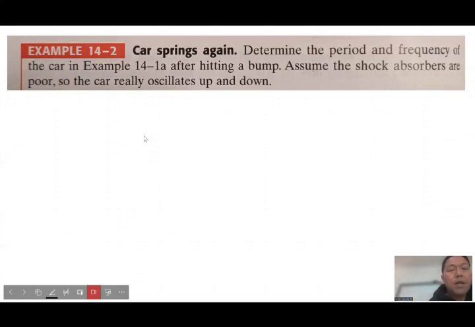Okay, example 14-2, car springs again. Determine the period and frequency of the car in example 14-1A after hitting the bump. Assume the shock absorbers are poor, so the car really oscillates up and down. So in order to solve this problem, we have to look back at example 14-1.